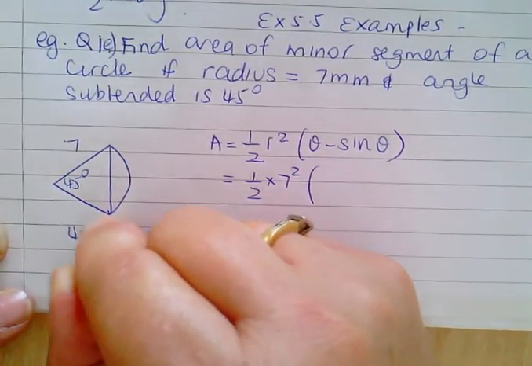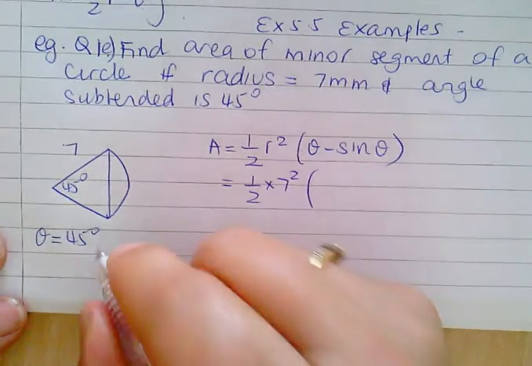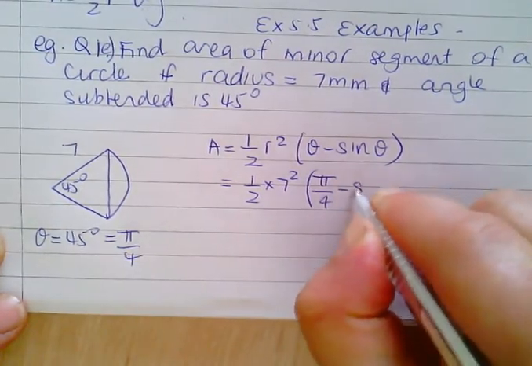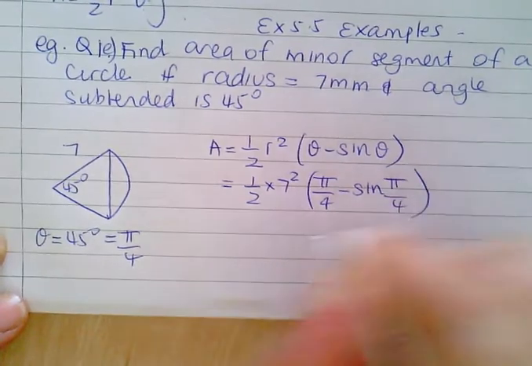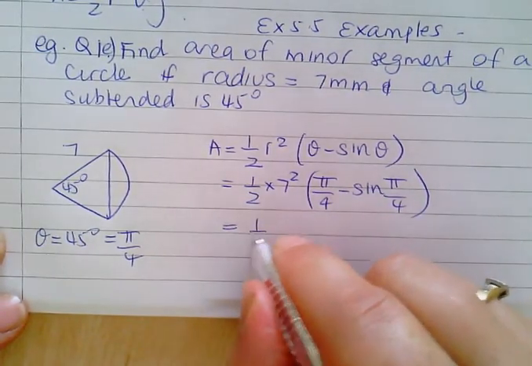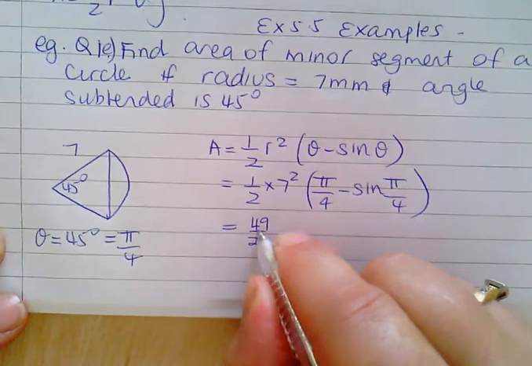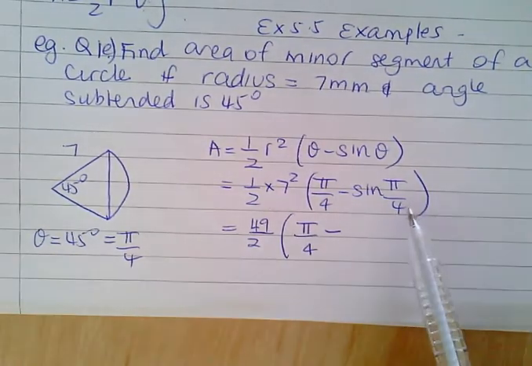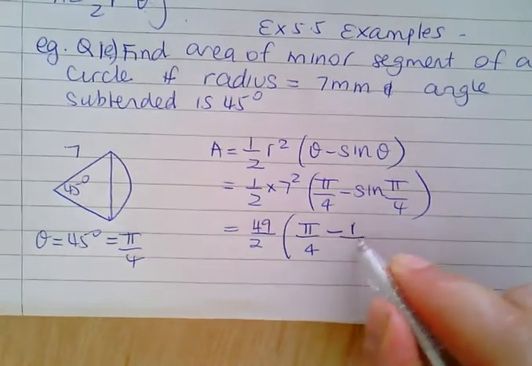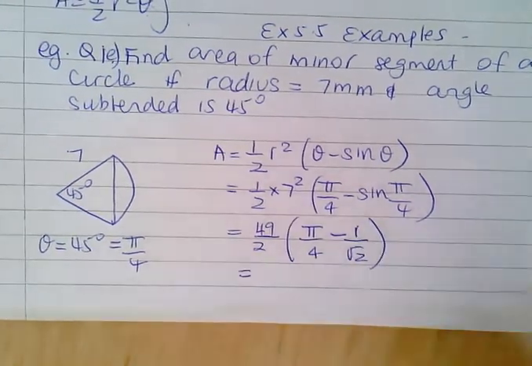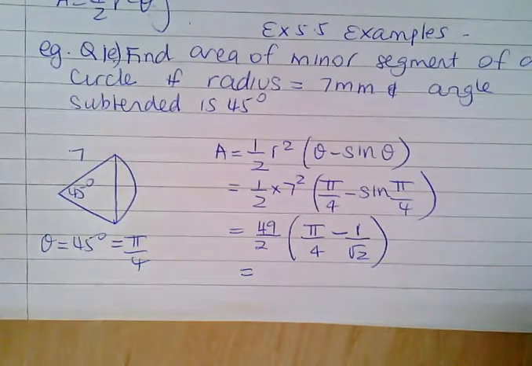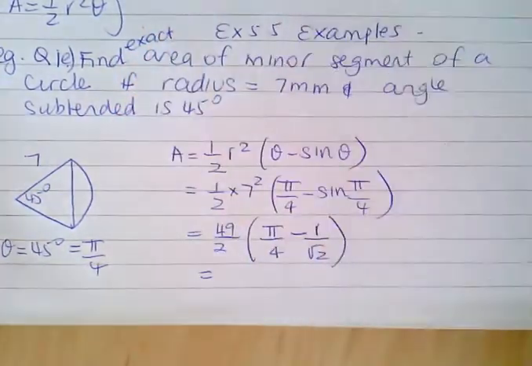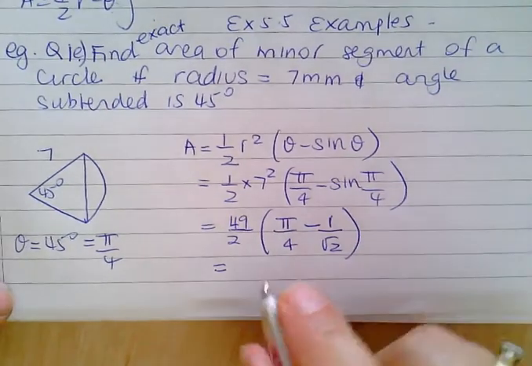Now, your angle theta is 45 degrees, but that's not radians, so it's pi on 4. So it will be pi on 4 minus sine of pi on 4, which is a half of 49, which is 49 over 2, pi on 4 minus, now you can enter it like that, but we know that sine pi on 4 is 1 on root 2. So now you just enter this on your calculator. Actually, we want the exact area, so find the exact area of the minor segment.